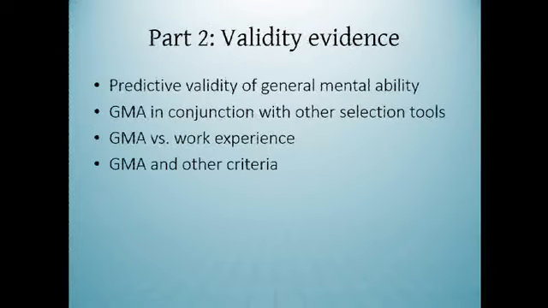So, in part 2, we go through evidence for predictive validity, which is to say, does general mental ability predict outcomes that matter? We also compare how general mental ability fares in comparison to other selection tools, and also what happens when we use general mental ability in conjunction with these other tools. We compare how general mental ability fares compared to work experience. So which matters more, getting someone smart or getting someone experienced, and so on.